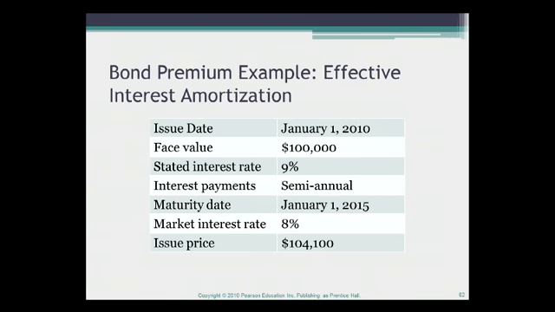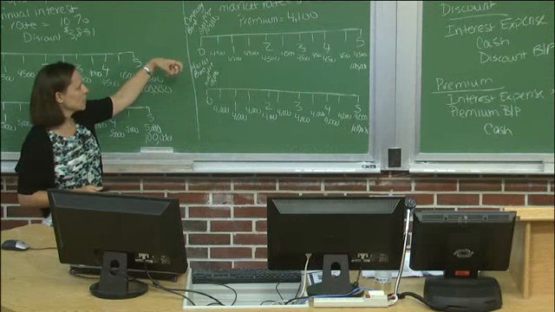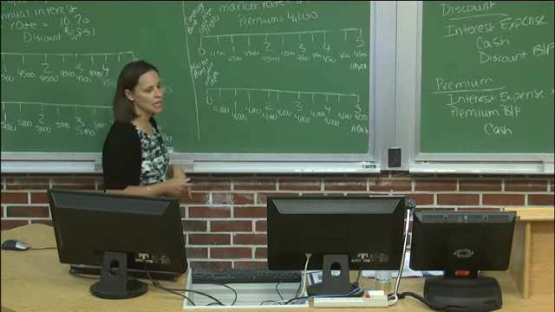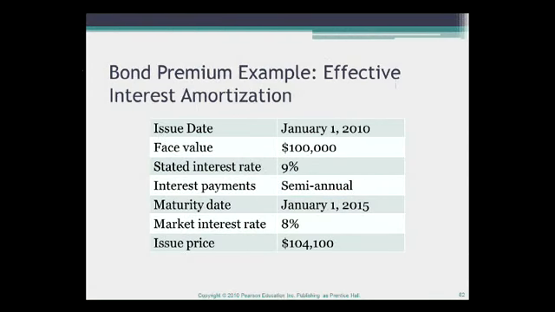Any questions on discount under the effective interest method? Okay, we can do the same thing for the bond issued at a premium. So again, this was this bond, same bond, stated rate 9%, but now the market rate of interest is 8%. So this bond was issued at $104,100.